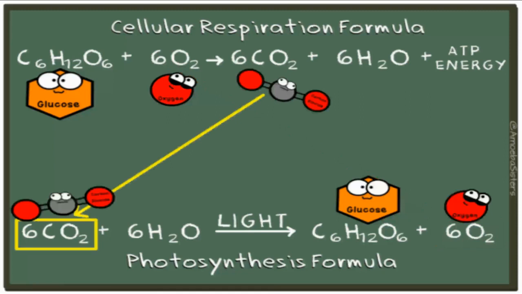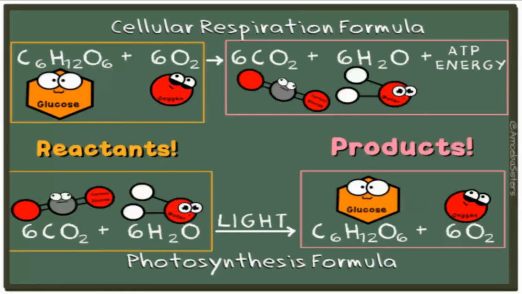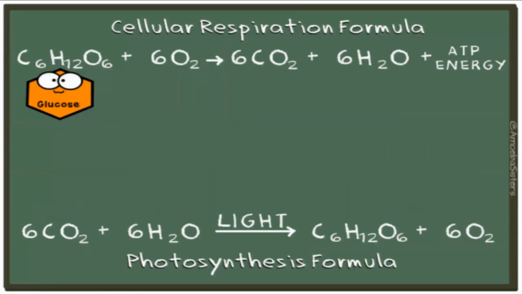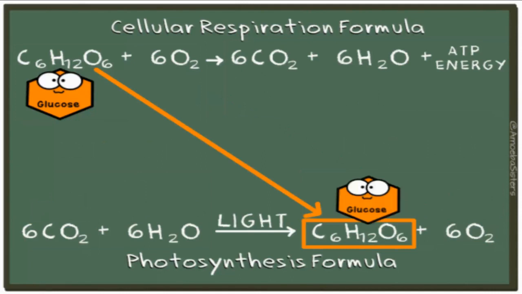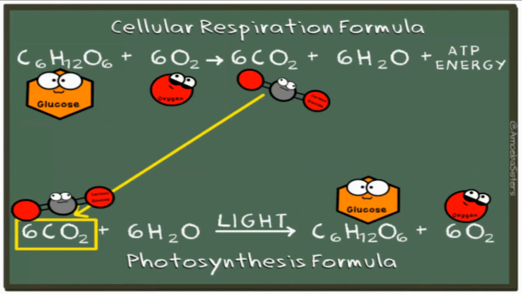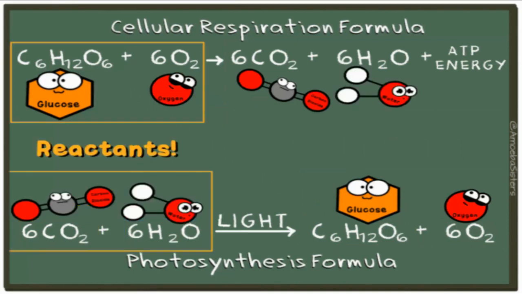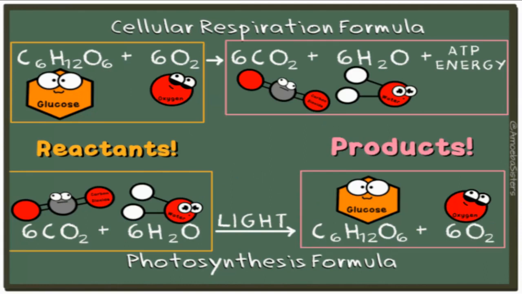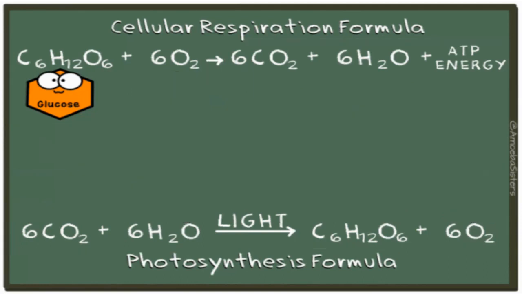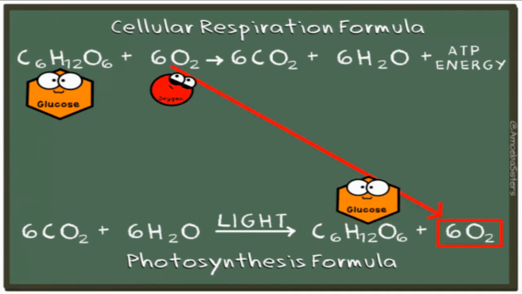Before we dive into cellular respiration, let's take a look at how it's similar and different to photosynthesis. In cellular respiration, our reactants are glucose and oxygen, and carbon dioxide and H2O are our products. In photosynthesis, remember that carbon dioxide and water react with light energy and are going to produce glucose and oxygen. So the processes are direct opposites but involve the same molecules.